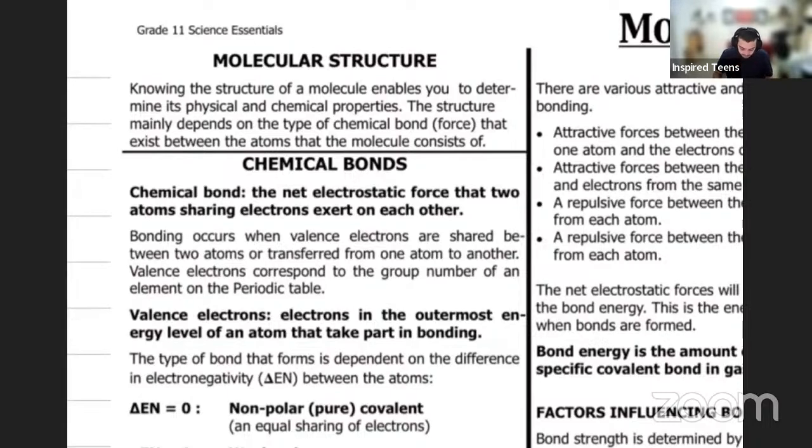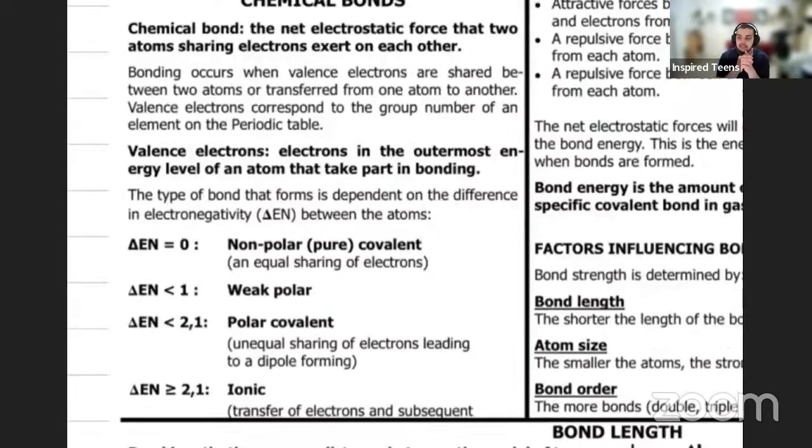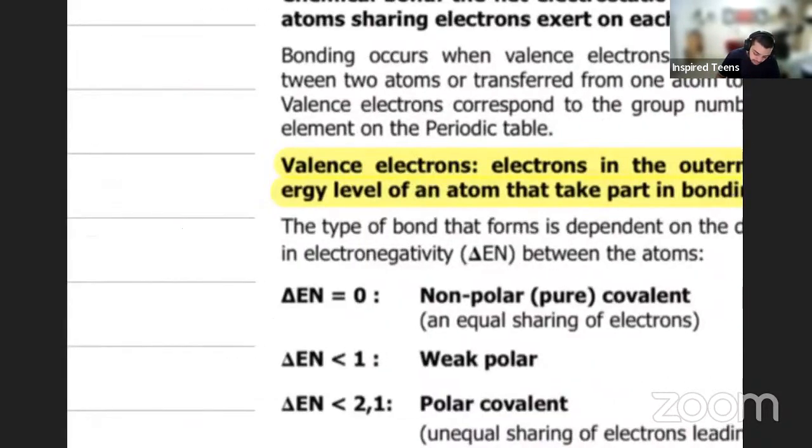Let's see the definition of valence electrons. Valence electrons are electrons in the outermost energy level of an atom that take part in the bonding. This is important for us to remember. I'm sure we've learned about this before. Valence electrons are the electrons in the outermost part of the atom that take part in bonding. The ones on the inner, which we don't need to know anymore, are the core electrons.